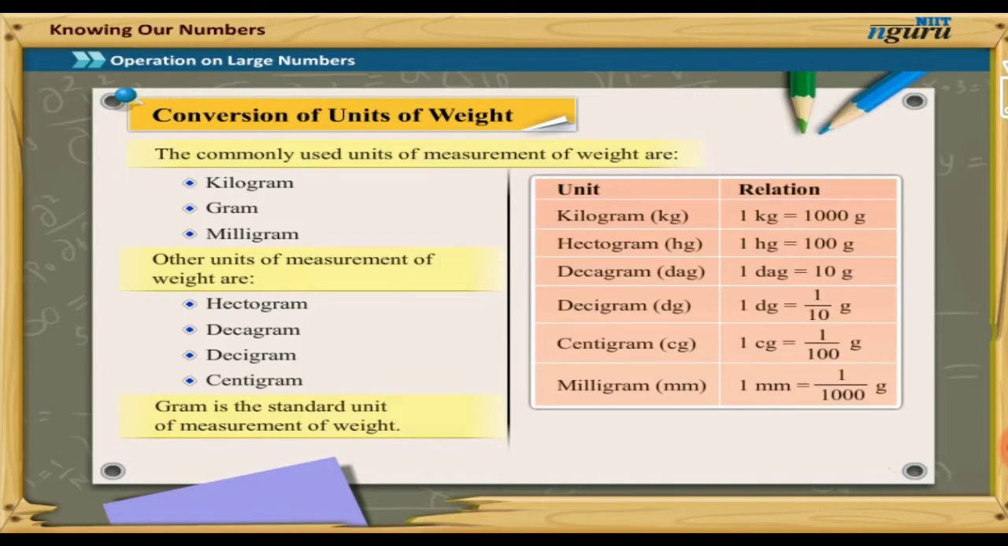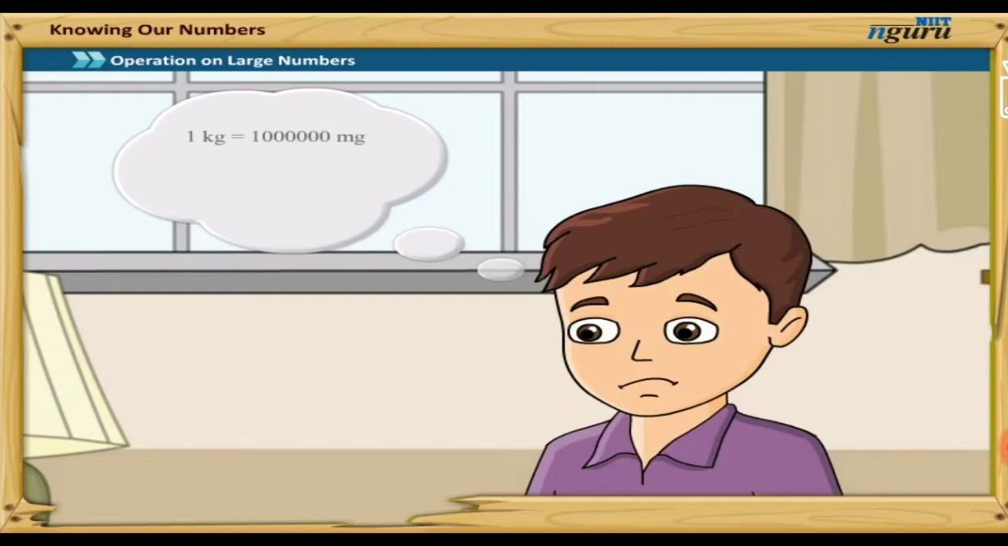The relation between the units of measurement of weight with respect to grams is shown in the table. Using this conversion table, we can interconvert the units of weight. Therefore, 1 kilogram is 10 lakh milligrams. So, going back to the scenario, we can say that Sam's cousin can lift 30 kilograms of weight with one hand, as 3 crore milligrams is equal to 30 kilograms.